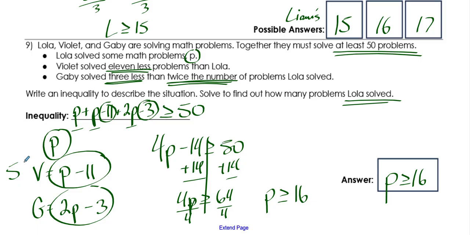Violet solved at least 5. Gabby solved 32 minus 3 is 29. I would actually just double check to make sure that makes sense. That plus that plus that. That's exactly 50, so they had to have solved more than those number of problems.